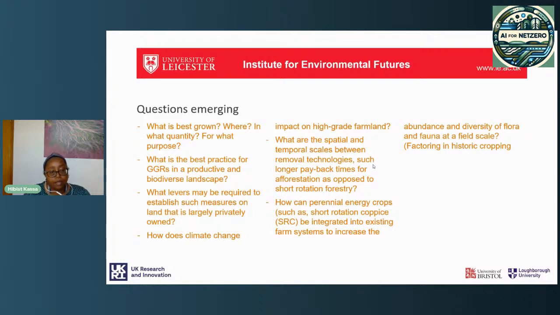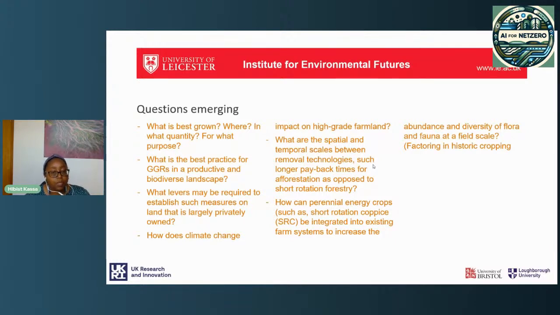In relation to the peatland side of things, the way we framed the questions that are emerging has drawn upon policy. It's also been reflected in policy questions that have emerged. So these questions have been, for instance, what is best grown, when, what quantity, for what purpose? Those are very precise questions. But also emerging are questions around what is the best practice for greenhouse gas reductions in a productive and biodiverse landscape? What levers may be required to establish such measures where you have land that's largely privately owned? That's a policy concern, but in relation to this project, what would be relevant also has to do with how climate change impacts high-grade farmland. So East Anglia would then be relevant.